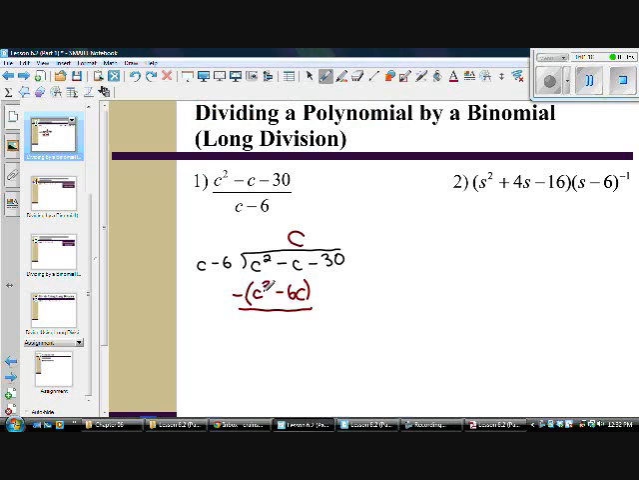So c squared minus c squared is 0, so these cancel out. You have negative c minus a negative 6c. So minus a negative is like doing addition, so negative c plus 6c is 5c. Drop down the minus 30, and you repeat the process again. You look at the first term, and you see what do you multiply c by to get 5c, and that would be a positive 5, so plus 5 goes up here.